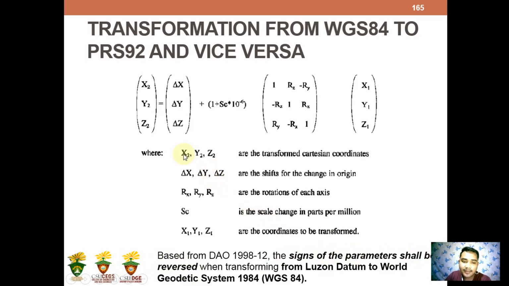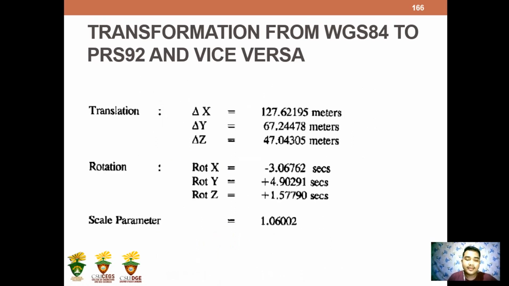Like for example, sa shift or the translation, i-change nato na siya. Then the rotation atong i-change, pati ang scale atong i-change ang sign. Of course, dili ma-change ang coordinates, kay given coordinates kay mao man gyud atong gusto kuhaan. So dili ma-change. Ang tanan parameters lang, the 7 parameters must be reversed ang iyahang sign. So these are the given numbers and digits. For translation, this is from WGS to PRS-92.